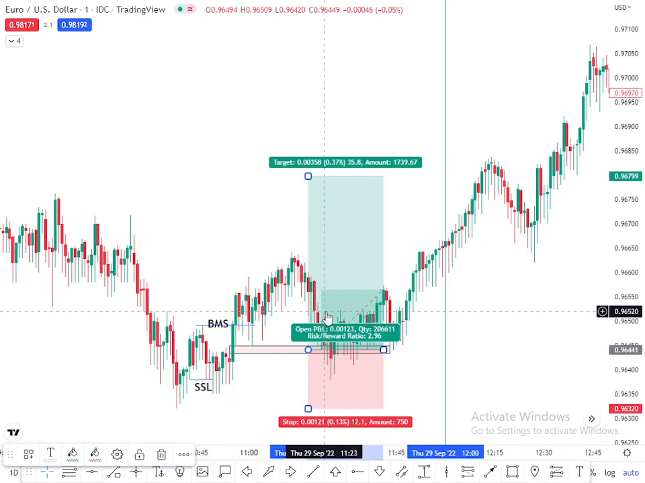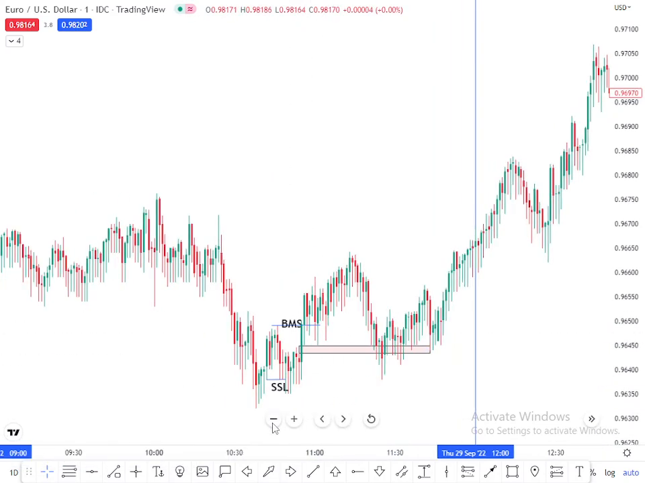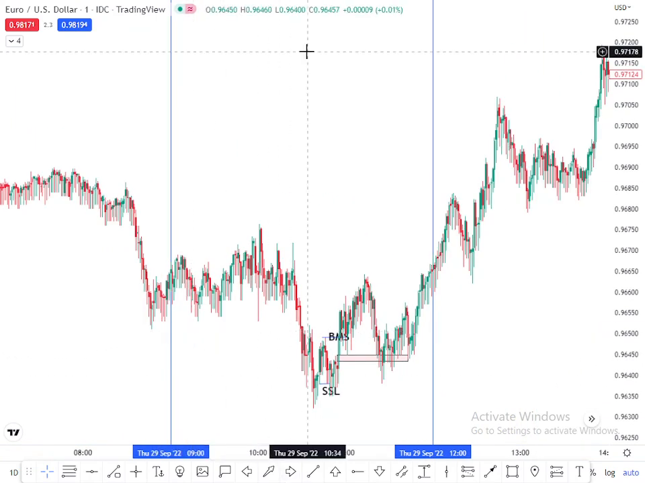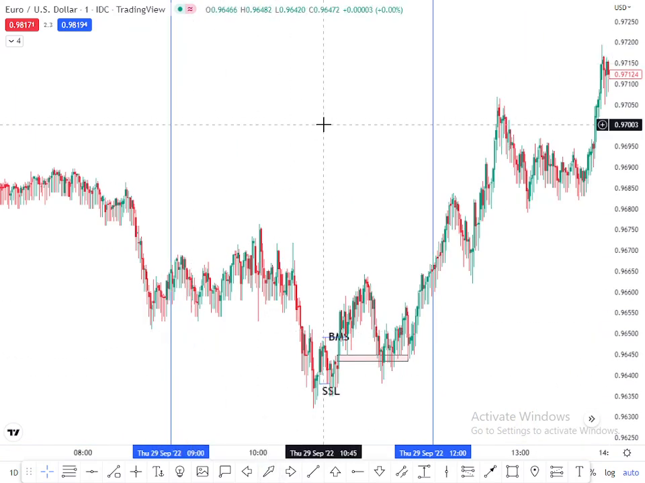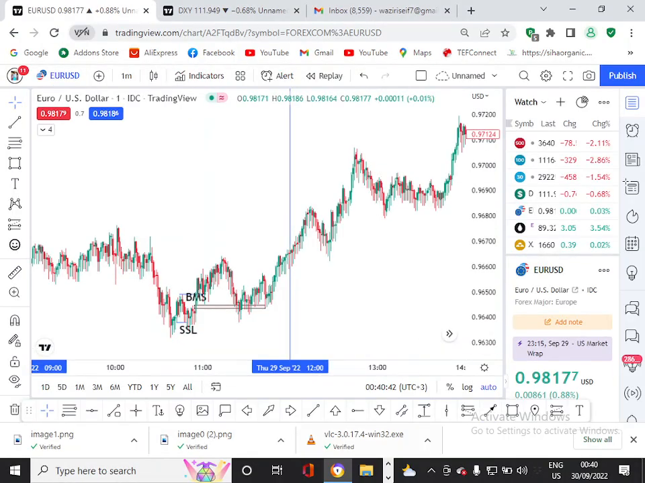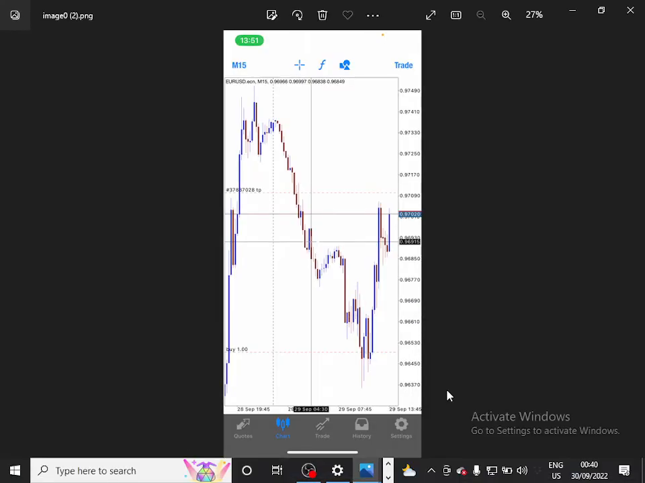So this was a classic ICT setup, and I'm really glad I was able to take this move. It got me a significant amount of pips. That was really awesome.